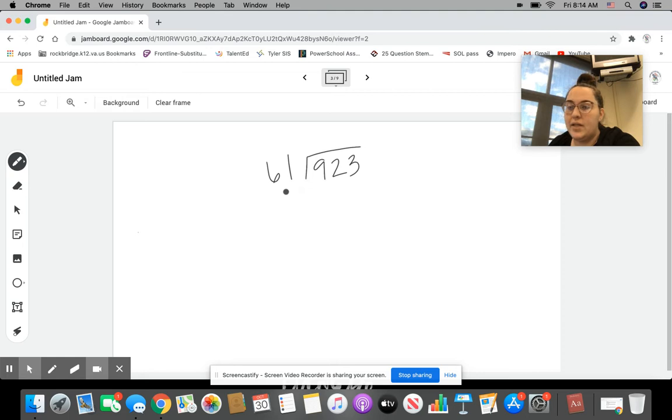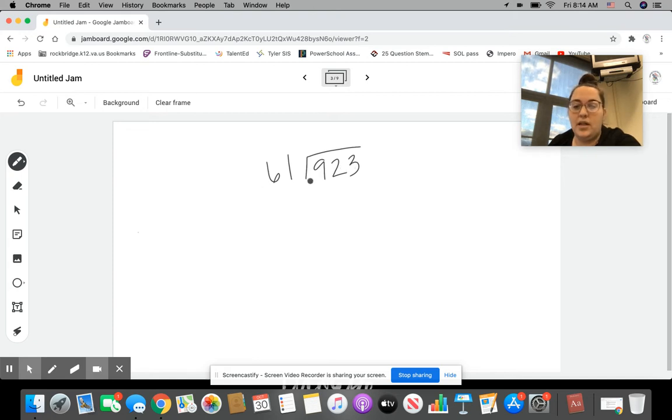Now remember, a lot of times when we're doing this kind of division, we do a lot of guessing and checking. We're guessing how many times it goes in and checking to see if we're right. So it does take some work, does take some effort, and I do need to see that work when you show me your work. So here I have 61 into 923.